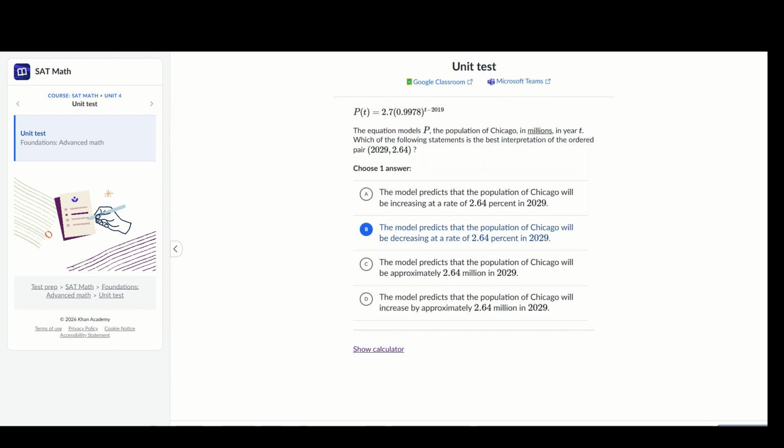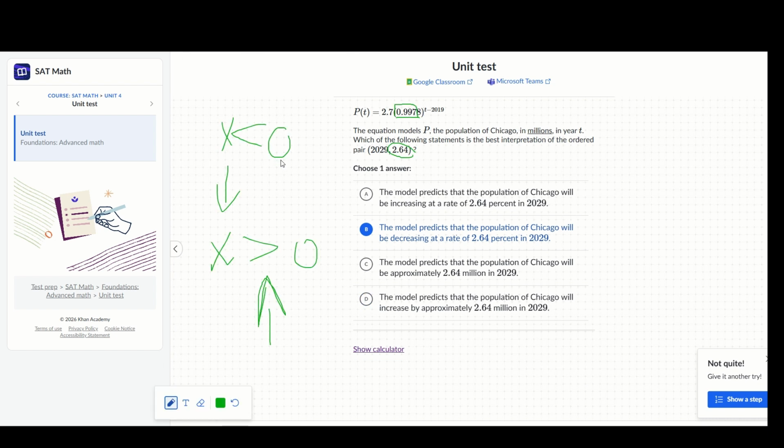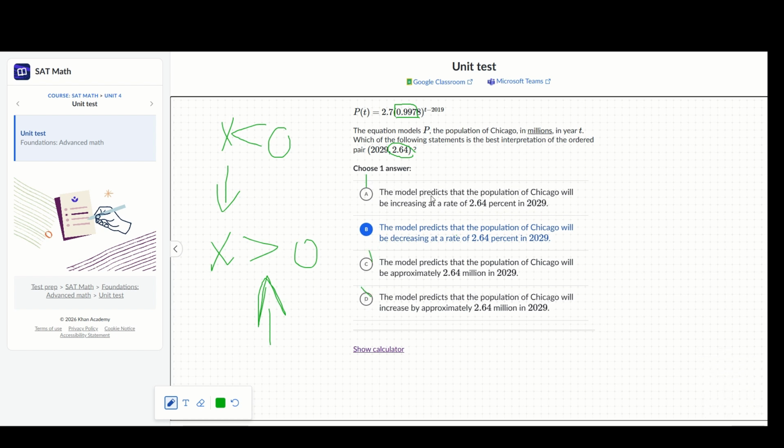Let's check. Let's carefully read. The model predicts that the population of Chicago will increase by approximately this. I think it's decreasing. No, it's not decreasing. Okay, I made a mistake here. What is the difference between A, B, C? The model predicts that the population of Chicago will be increasing at a rate of. I think this seems correct. Okay, let's not rush. The model predicts that the population of Chicago will be approximately. I think the answer is C.